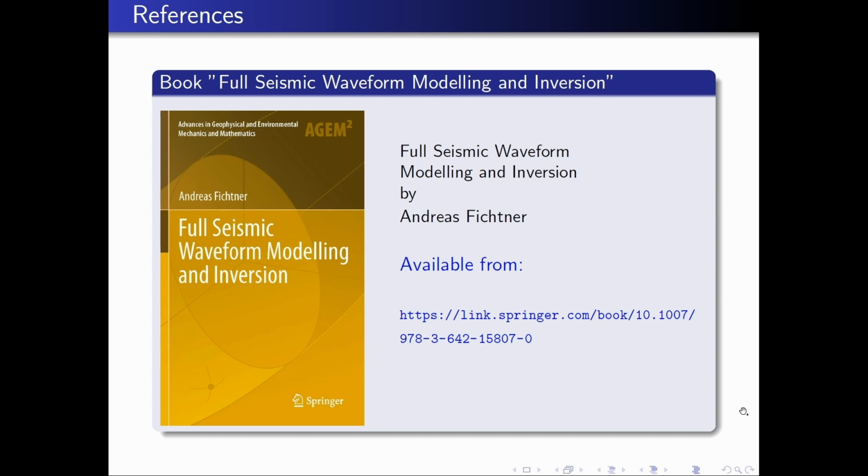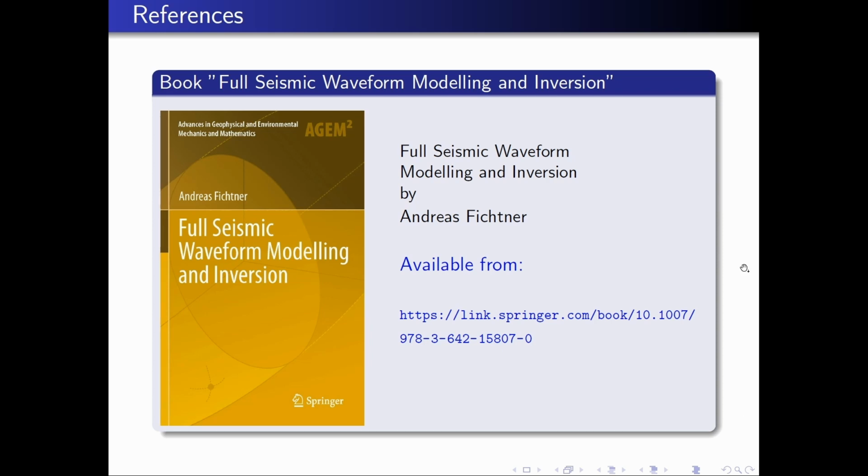Then I want to recommend a book on full seismic waveform modeling and inversion, written by Andreas Fichtner, who is one of the experts on seismic modeling and waveform inversion, especially using spectral element codes. So he has written a spectral element code as part of his PhD thesis, and graduated at around the same time that I have graduated with my finite difference waveform inversion code. So really nice book on seismic modeling and also waveform inversion.